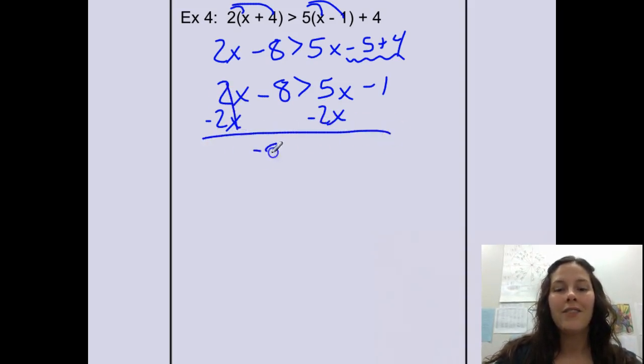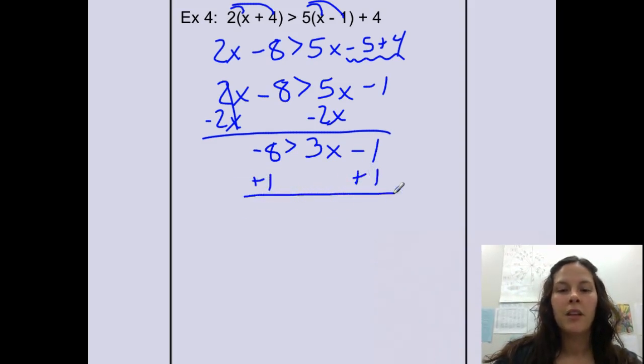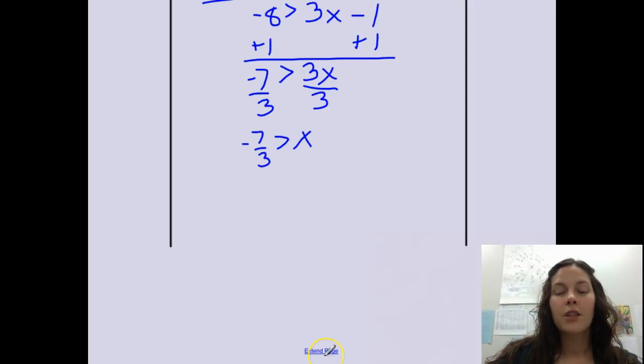We're left with negative 8, because we keep track of our negative signs, is greater than 3x minus 1. Adding 1 to both sides to cancel that subtraction. We get negative 7 is greater than 3x. And finally, canceling our multiplication by dividing, we get negative 7/3 is greater than x. So before we graph this one, we can flip everything around. x is less than negative 7/3.